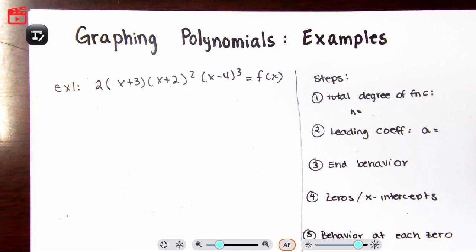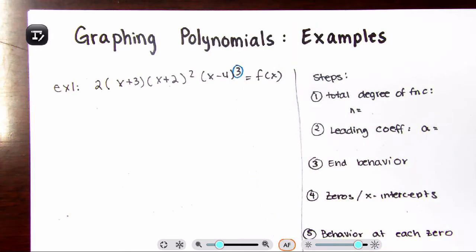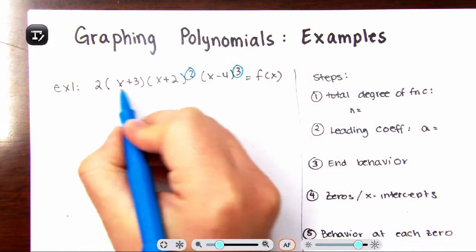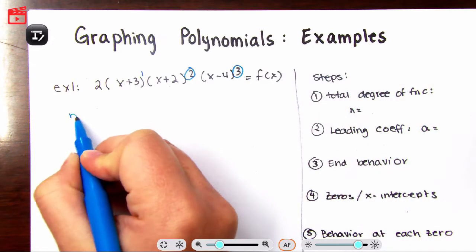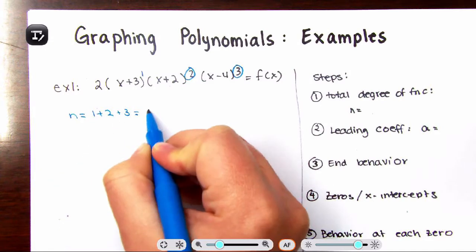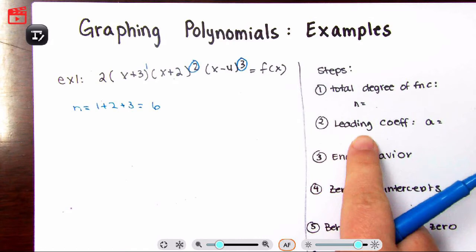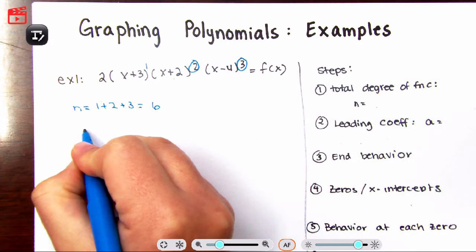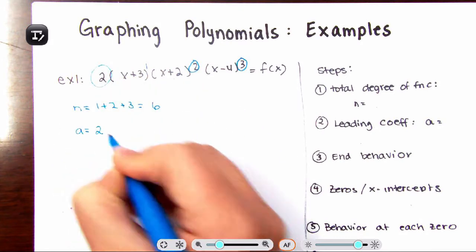All right, let's go ahead and identify. This is how it's going to work. Total degree of the function: anything that has a bubble or x, you're going to put a variable on it. So 3 is an exponent, 2 is an exponent. Notice how there is a bubble without an exponent, that means there's a 1. So total degree of the function is 1 plus 2 plus 3, that is 3, 4, 5, 6. So I have 6 here. Step number 2 is the leading coefficient a. Leading coefficient is just the number out in front, which is 2.